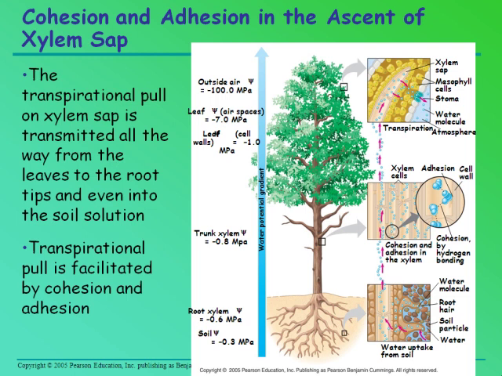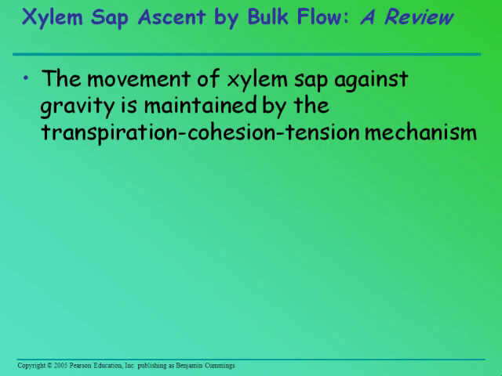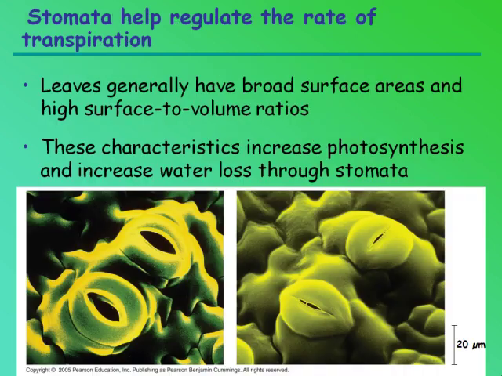So for this bulk flow over a long distance, the water potential gradient is due mainly to a gradient of pressure potential. Transpiration results in pressure potential at the leaf end of the xylem being lower than at the root end. So the values shown are just a snapshot. So it always goes from higher pressure to lower. The movement of xylem sap against gravity is maintained by a transpiration-cohesion mechanism.